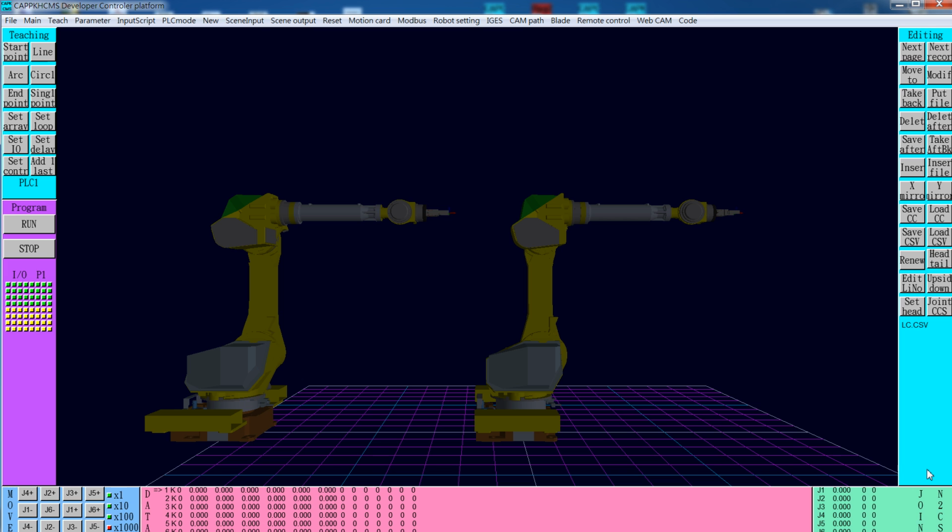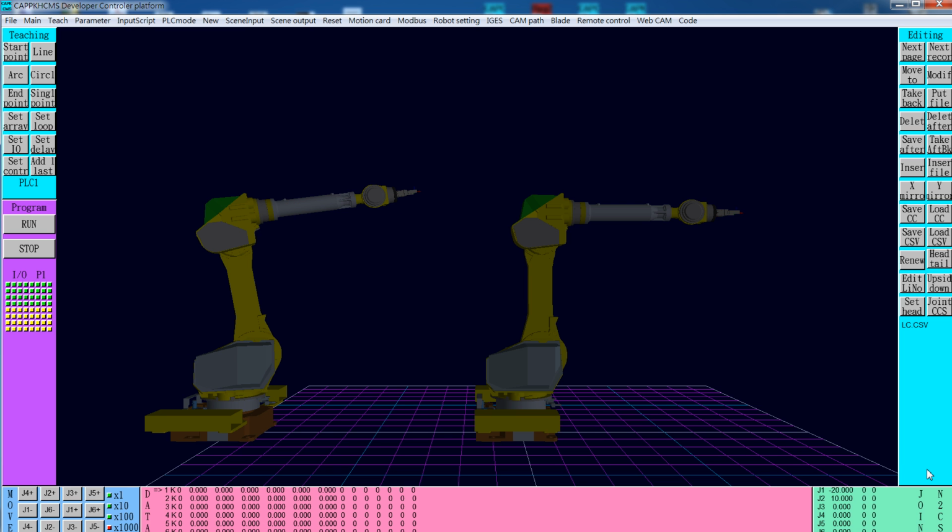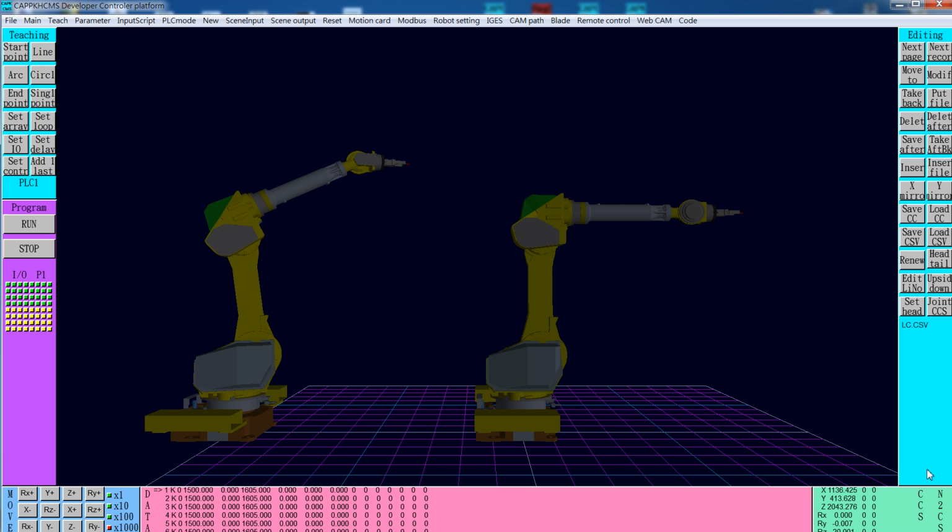Okay, right now is control station 2 in Joint mode. Let's move J1 minus, J2 plus, J3 plus, and change to the Cartesian coordinate system. Then RY plus, Z minus, X minus, and then change the control station to number 1, and in Cartesian coordinate, the X plus, RZ plus, RX plus. Whatever you do in the server, the client will follow the instructions of the server.